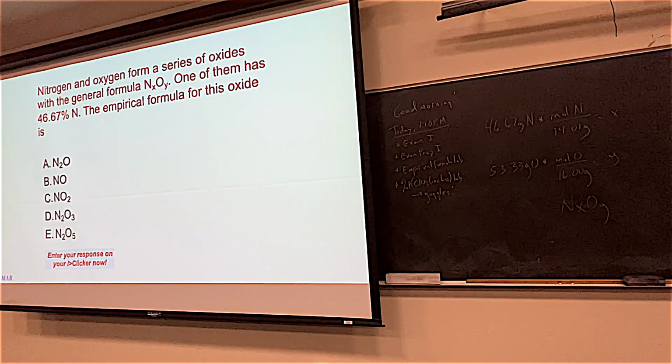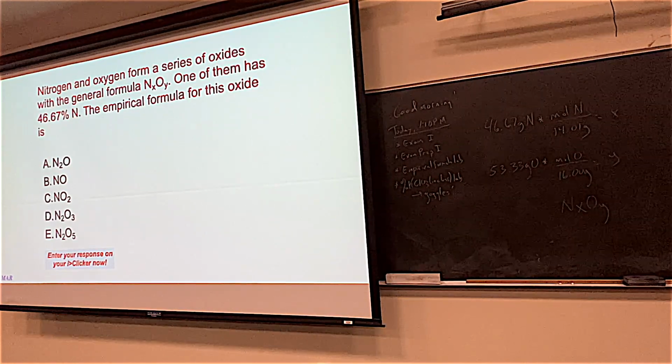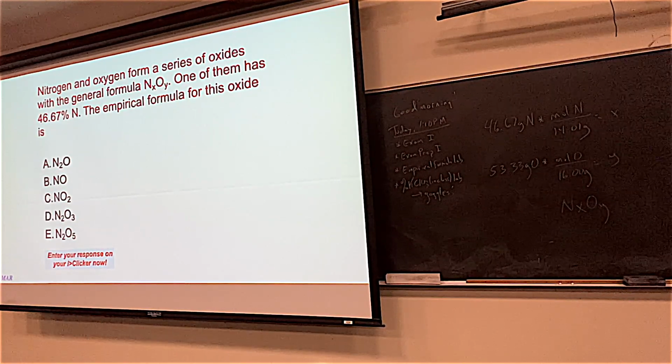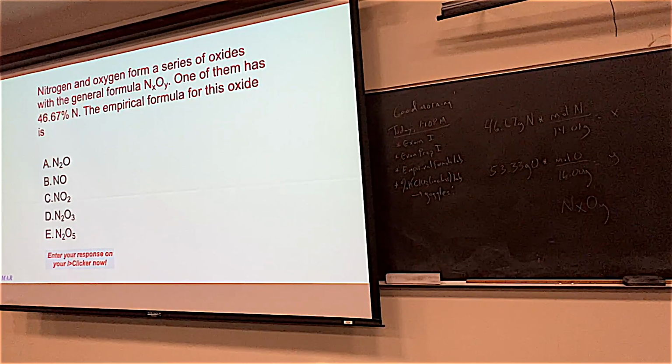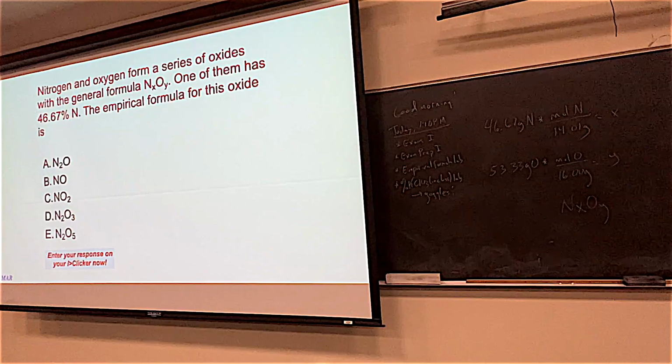So over here on the blackboard, I just assume 100 grams. That would be 46.67 grams of nitrogen, and 100 minus 46.67 is 53.33%, so 53.33 grams of oxygen. Then these numbers come from the periodic table for nitrogen and oxygen. Usually going to the hundredth is great. For nitrogen it says 14.0067, and I just called it 14.01. Oxygen would be 16.00 grams.